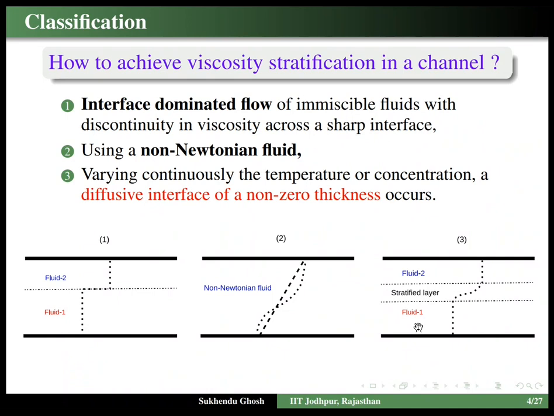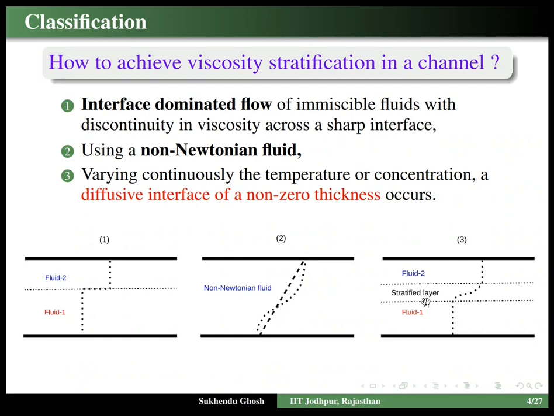If such a combination is taken inside a channel, then what will happen? Due to the diffusion process, there are some scalars, like the salt effect or temperature effect, etc. So due to the diffusion process between the two layers, that sharp interface will diffuse, and it will create one intermediate layer, or stratified layer, or mixed layer in between the two fluids.